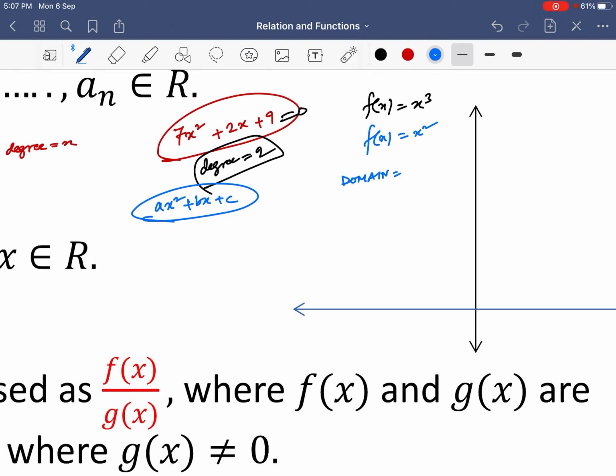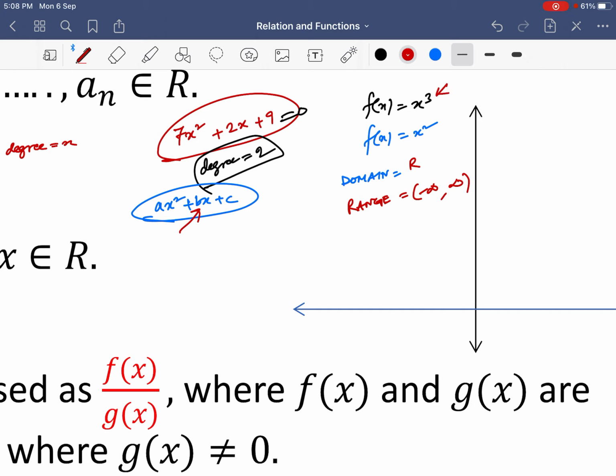So it means the function is always defined, and whenever the function is always defined, the domain is R. No matter what value of x you put, the function will never become undefined. Now you have to find the range. You just keep on putting values of x. What you will see is the minimum value will be minus infinity and the maximum value will be infinity. I'm just talking about the general one.